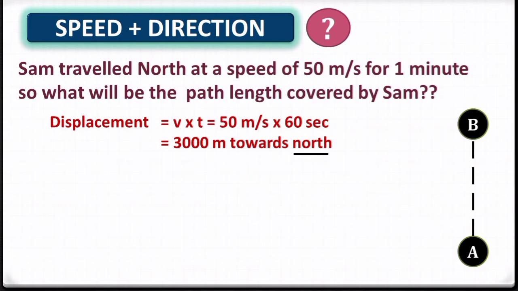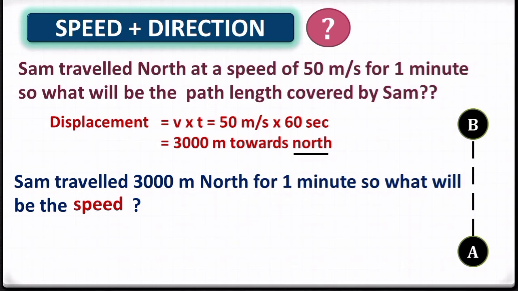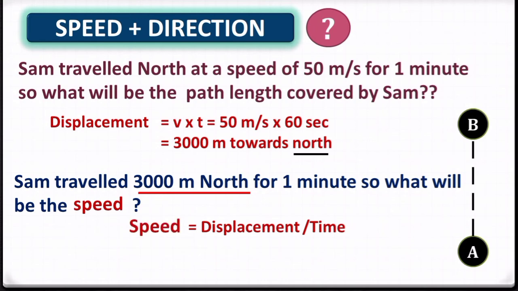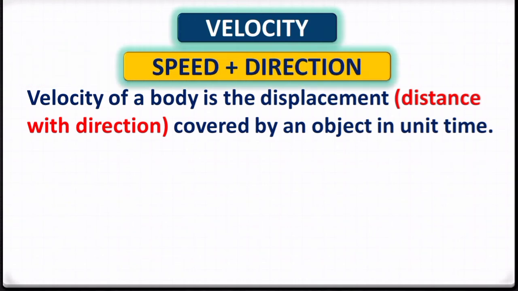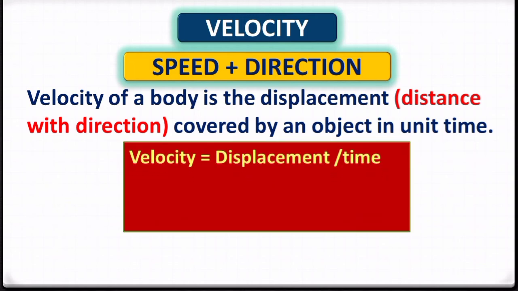Now, let me ask, if Sam travels 3000 meters north for 1 minute, then what will be his speed? Speed is equal to distance by time. But remember, when we have direction, it's not distance, it is displacement. So, when we use the term displacement, we have a new term here, that is velocity. That means velocity is the displacement covered by an object in unit time. In simple terms, velocity is speed with direction. The formula for velocity is displacement by time.